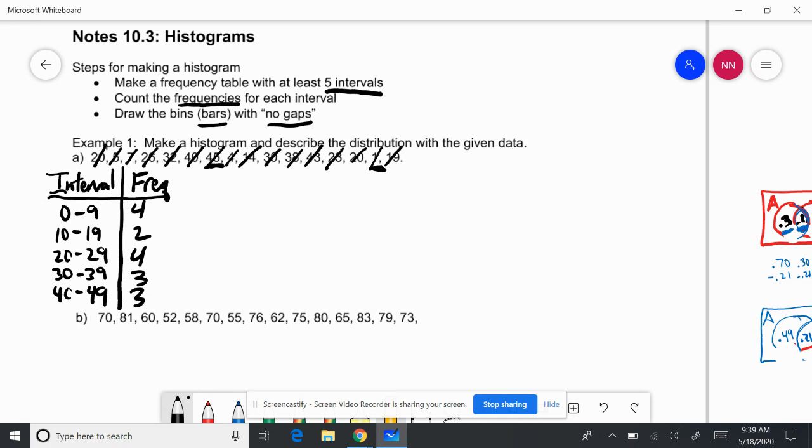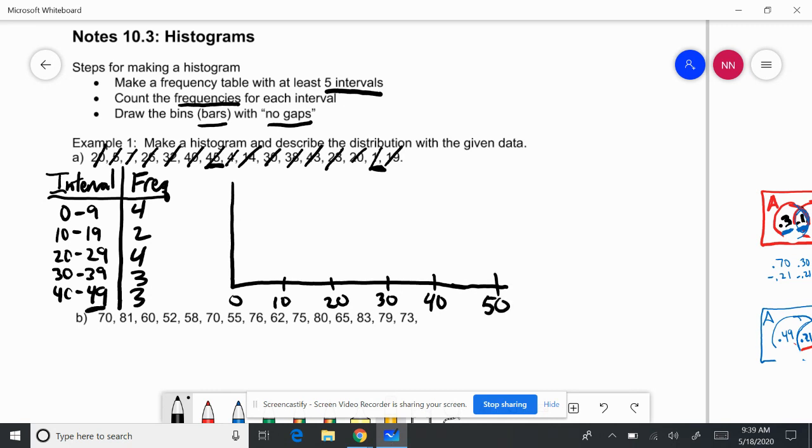Now I'm going to draw my histogram. I start with 0, and I'm going to go by tens. 10, 20, 30, 40, and 50. That's a little confusing because here I have my last number as 49, but I'm putting 50 right here because whenever you're writing your interval, you're always doing your first number, 0, 10, 20, 30, 40. So we're going to put 50 so that the intervals look exactly the same. Then my highest frequency is 4. So 1, 2, 3, and 4. I'm going to go up to 4.